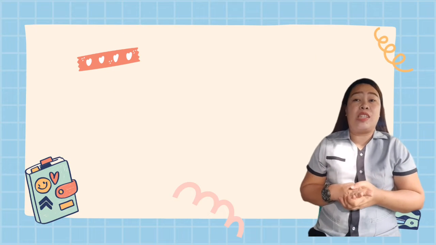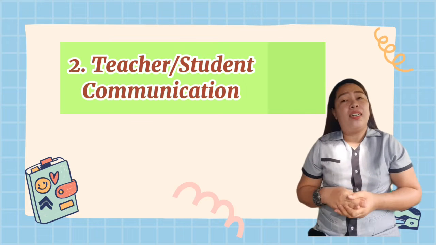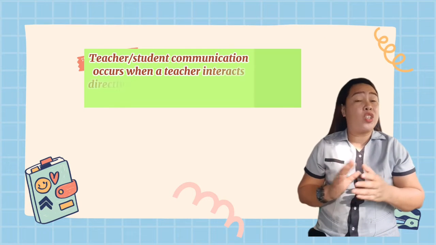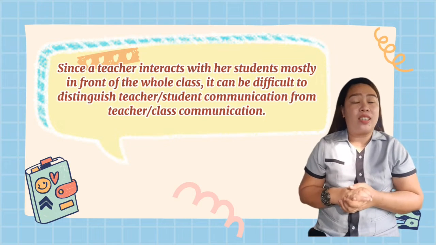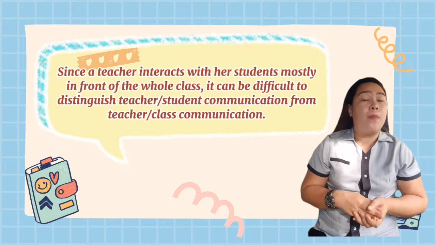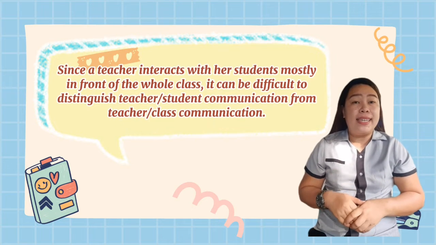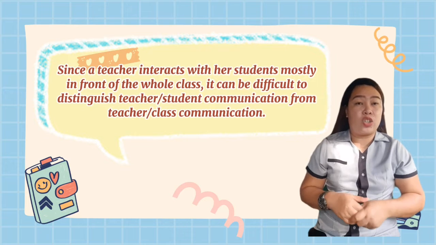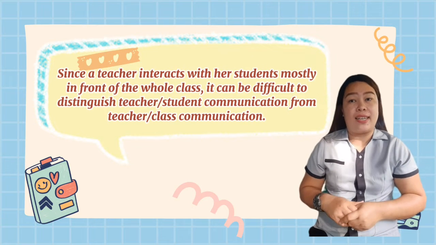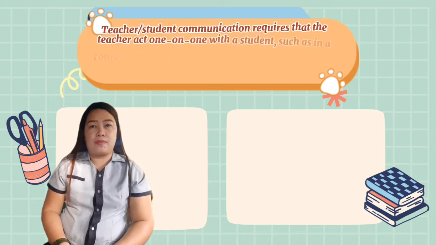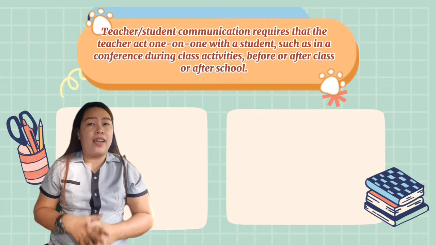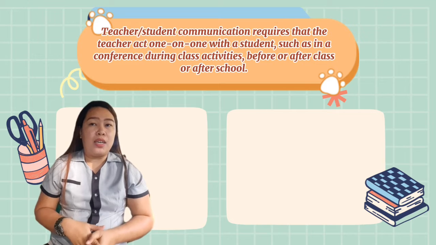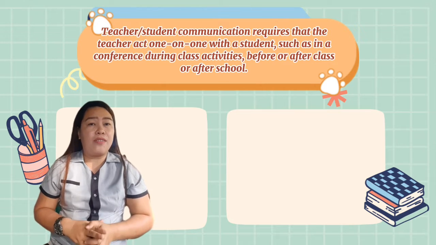Number 2, teacher-student communication. Teacher-student communication occurs when a teacher interacts directly with a particular student. Since a teacher interacts with her students mostly in front of the whole class, it can be difficult to distinguish teacher-student communication from teacher-class communication. Teacher-student communication requires that the teacher act one-on-one with a student, such as in a conference during a class activity, before or after class or after school.